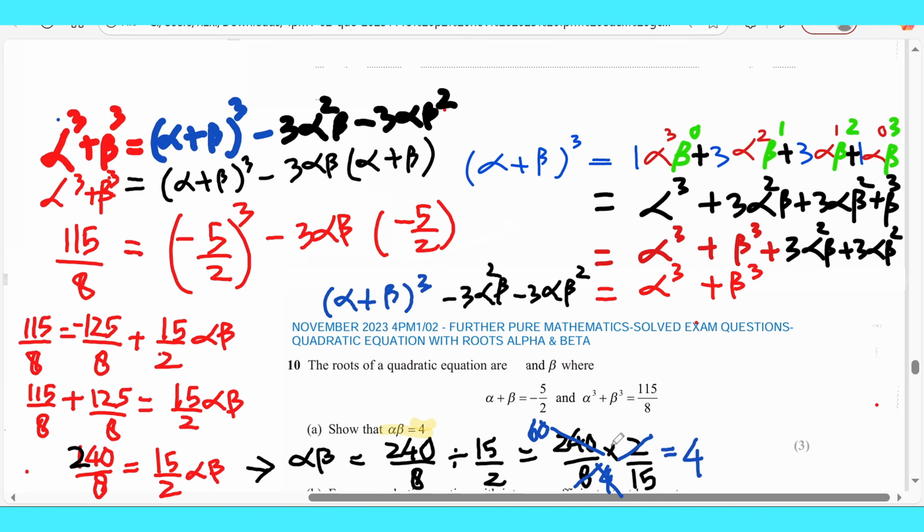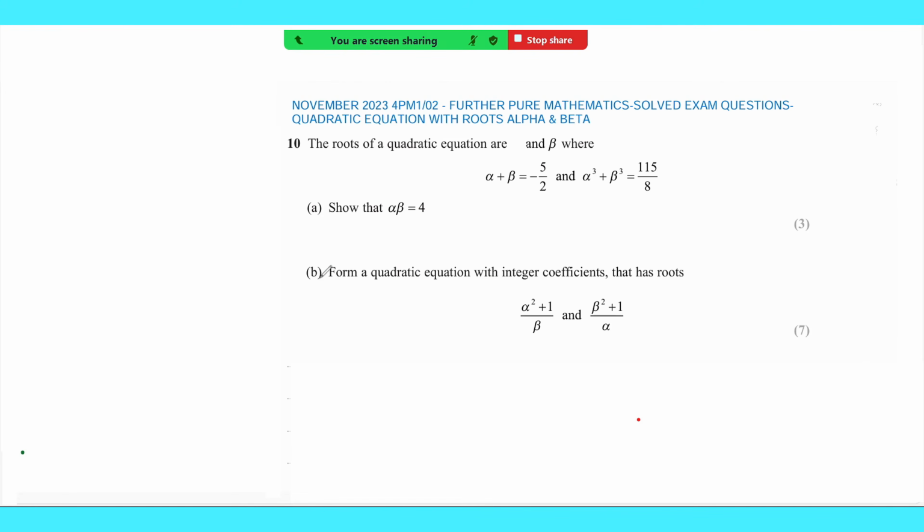Okay, now we are in question 10b. Form a quadratic equation with integer coefficients that has roots alpha squared plus 1 over beta and beta squared plus 1 over alpha. To make a quadratic equation from the roots, we have to get the sum and the product. So let's start with the sum here.